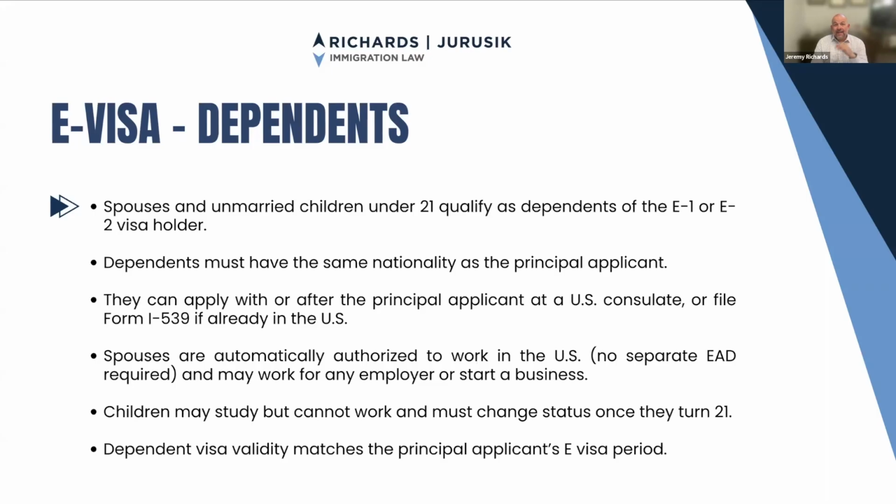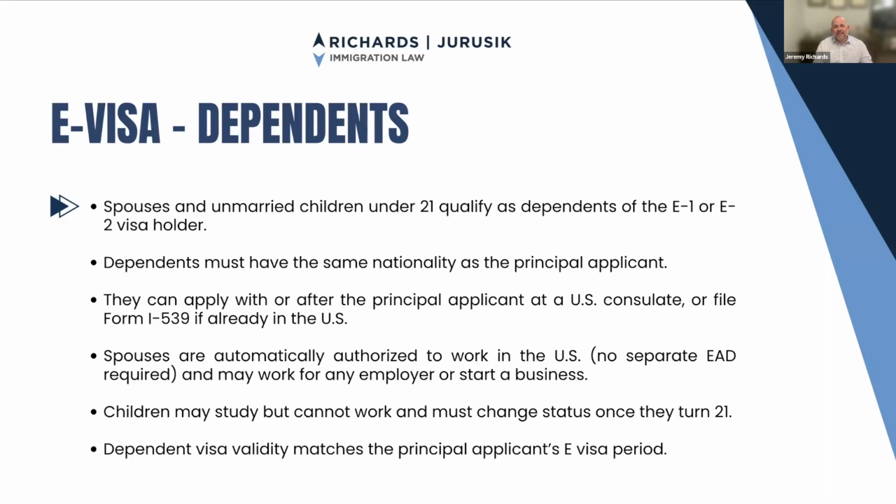They automatically are authorized to work in the United States, just like the investor or just like the treaty trader are. The advantage to a spouse, and I think this is a huge advantage the spouse has over the investor or the principal trader, is the spouse can work anywhere they want. They're not tied to the investment. They're not tied to the trade. They could get a position working wherever they want in the United States. In fact, if they wanted, they could start their own business in the United States on a dependent visa. So huge advantage for a spouse is that they can do that.